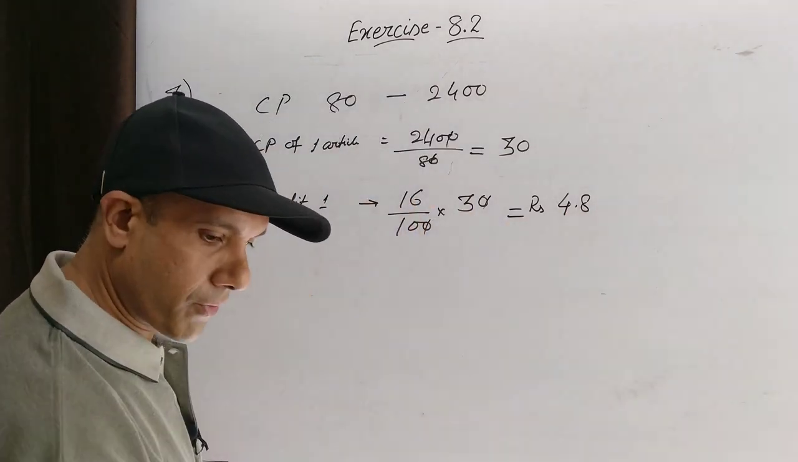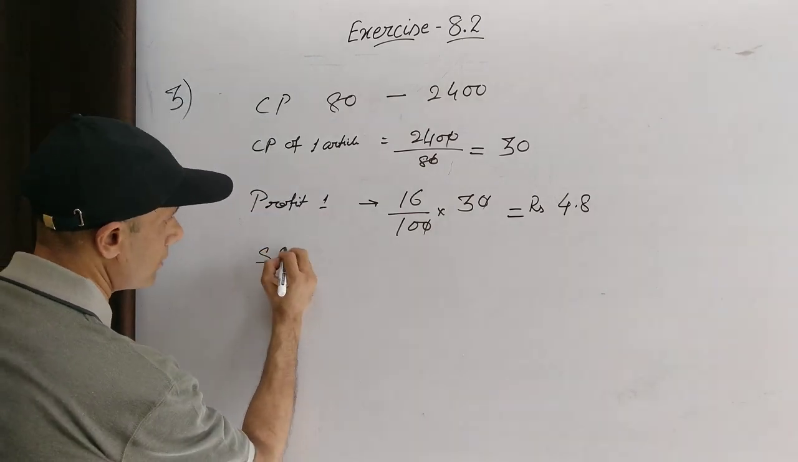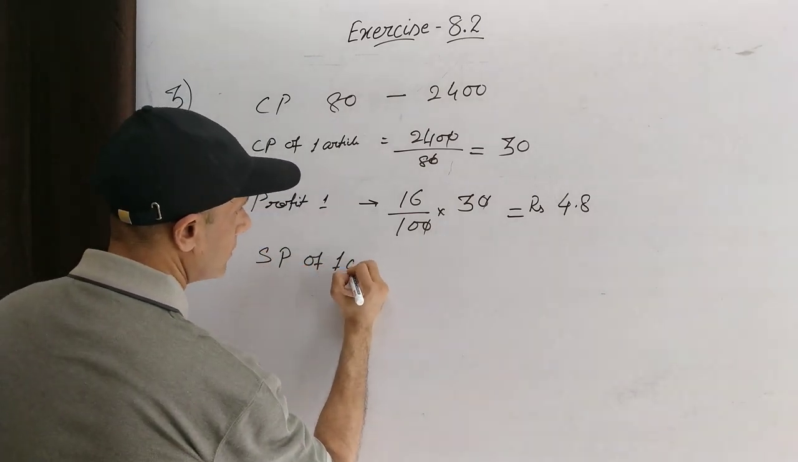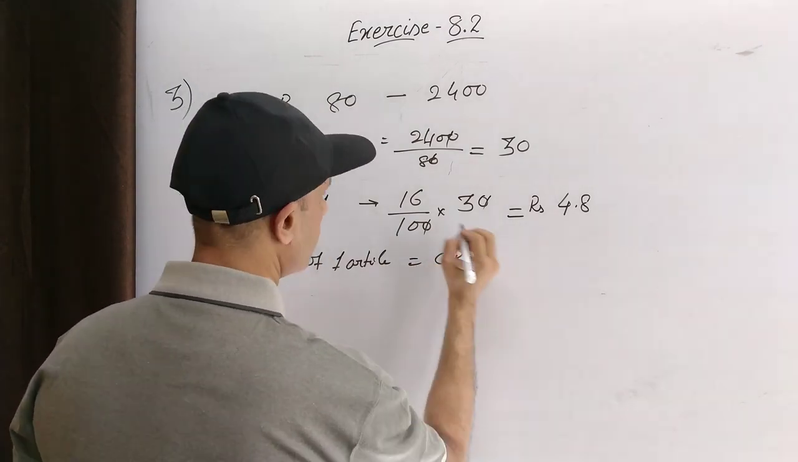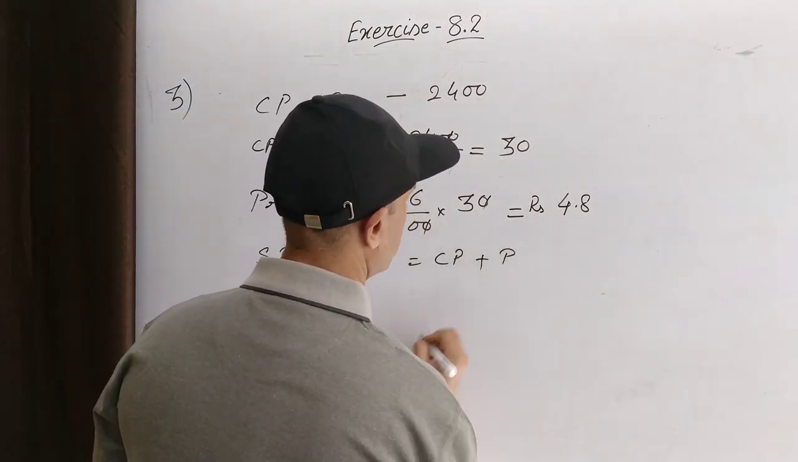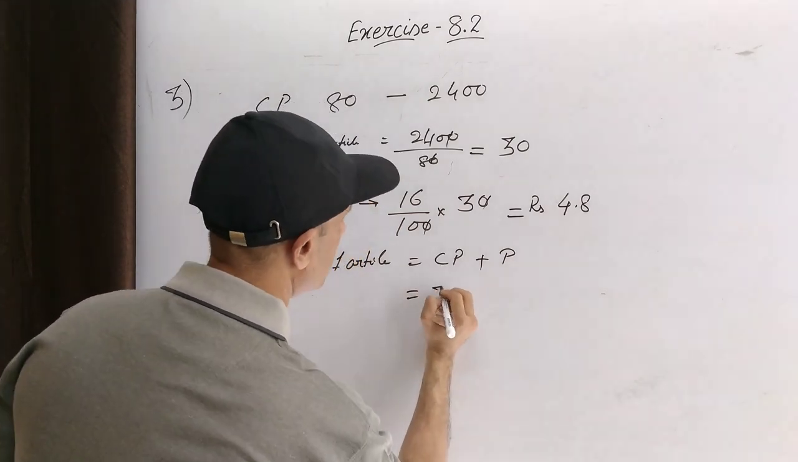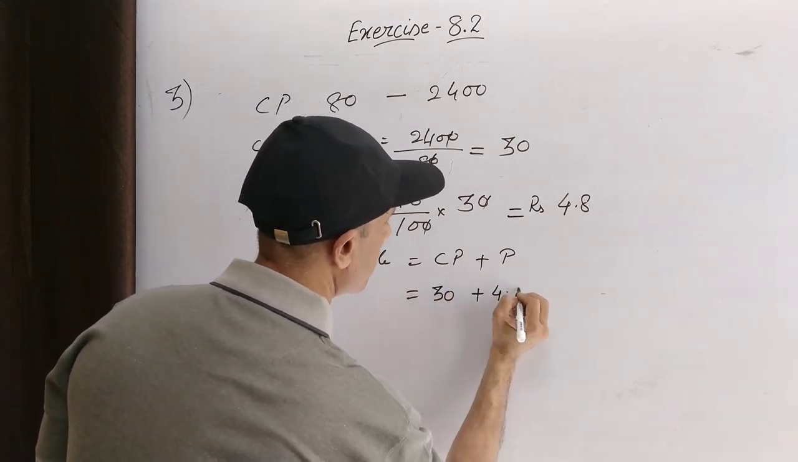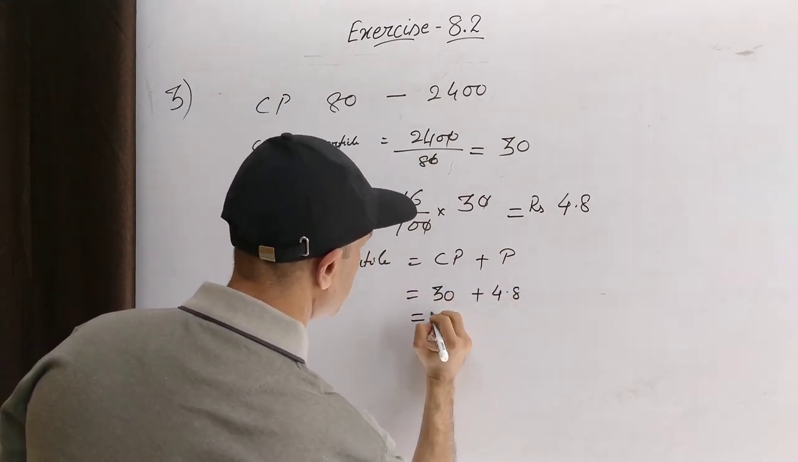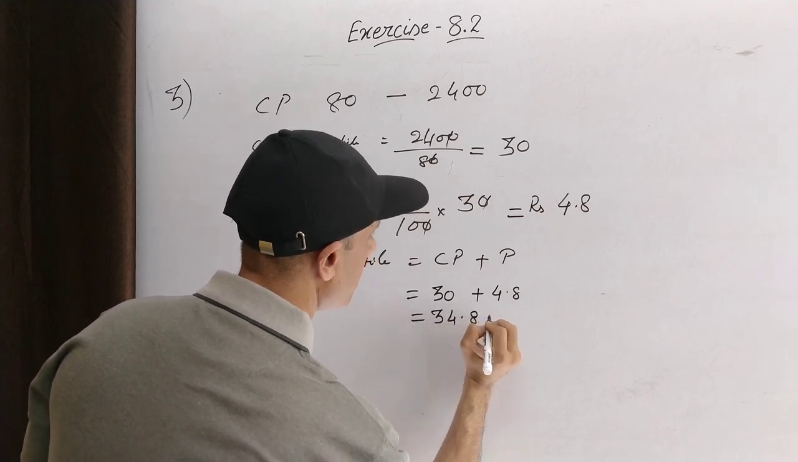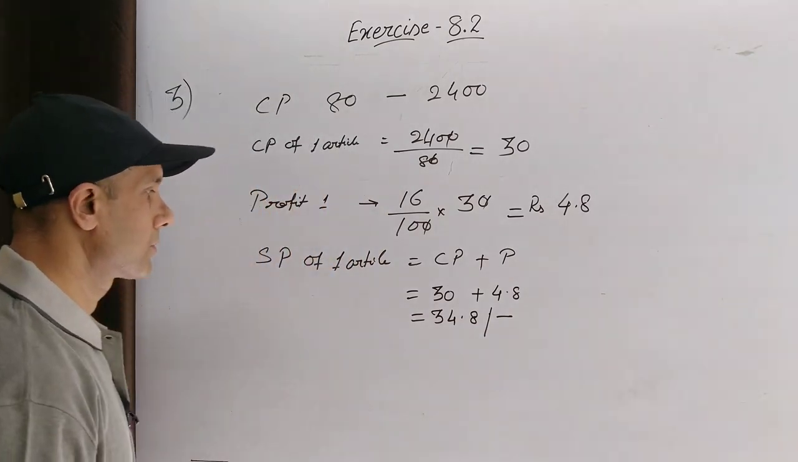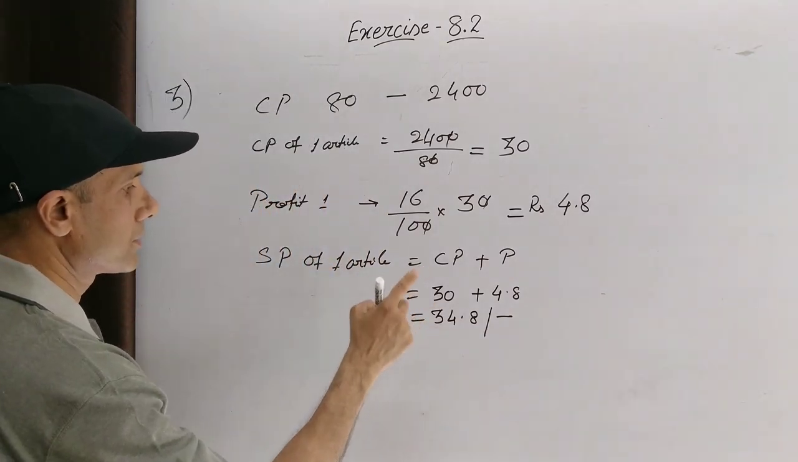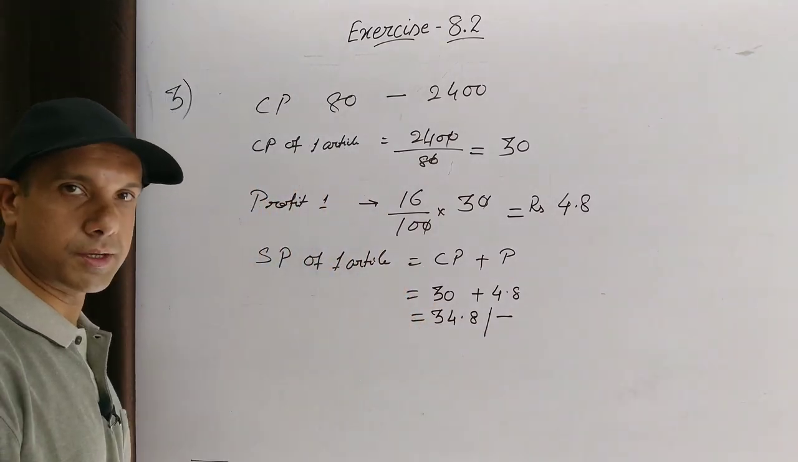So we have to find selling price of one article is equal to cost price of one article plus profit, that is equal to 30 plus 4.8, that is equal to 34.8 rupees. So selling price of one article is 34.8 rupees. Clear?